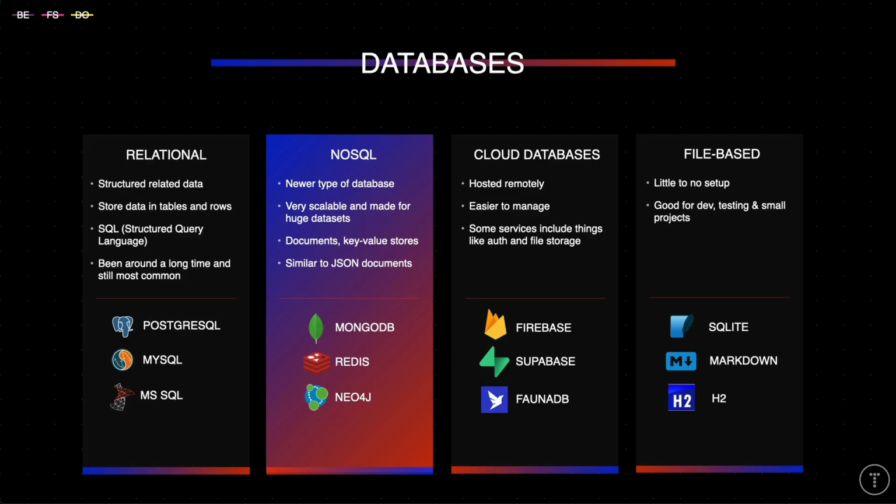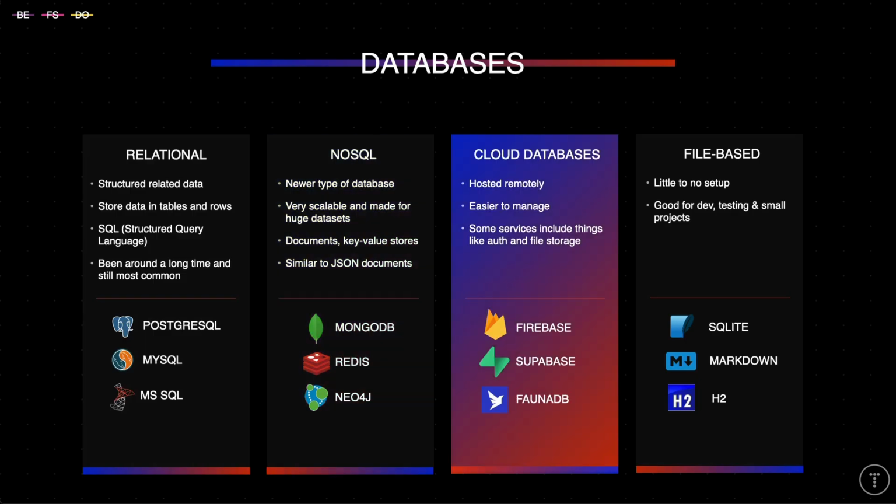Neo4j, which is actually a graph database, but still considered NoSQL. It's great for storing relationships between data. So if you have a social network, for instance, you can use Neo4j to store the relationships between users or whatever. You also have CouchDB, DynamoDB. There's tons of NoSQL databases, but I would say MongoDB is the most popular by far.